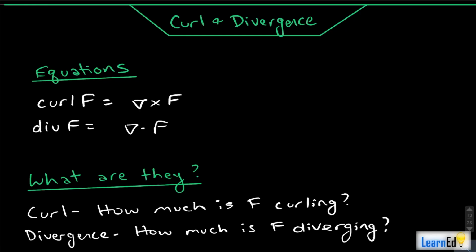These are probably the nicest things that you have to deal with in vector calculus. I mean, the cross product in curl sucks, but it is what it is. The equations are just that the curl of F is del cross F, and the divergence of F is del dot F. Okay, so pretty easy to remember.